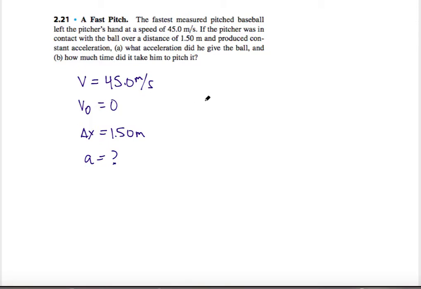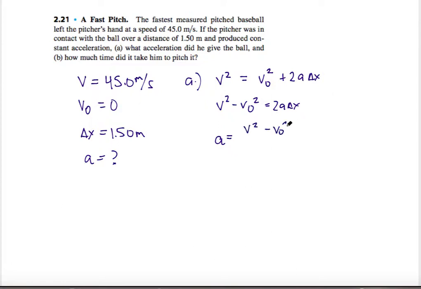So now comes the time when I need to use one of my kinematic equations. If I have all of these pieces, I would like to use the kinematic equation that involves all 4 pieces: v squared equals v naught squared plus 2a delta x. In this case, I will be solving for acceleration, so I'm going to do that prior to substituting. I'm going to have v squared minus v naught squared equals 2a delta x. Then dividing through by 2 delta x and putting acceleration on the left, a equals v squared minus v naught squared divided by 2 delta x.